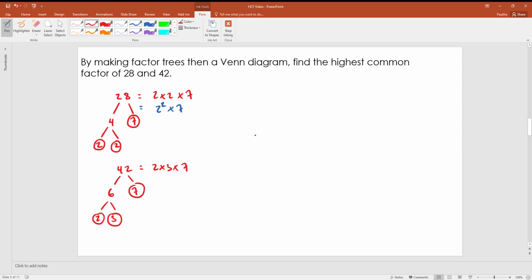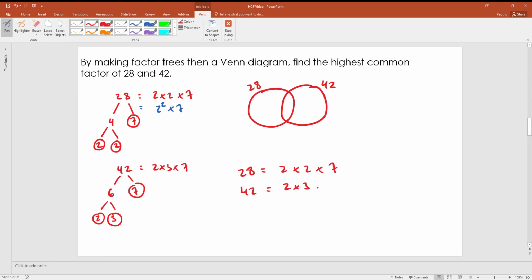Now I'm going to make a Venn diagram, which is just two circles, like this. In fact, let me do a better circle than that because that's going to cause problems. Let me do a better circle. There you go. That's probably worse. One more time. That's better. And this first circle is going to represent 28, and this one 42. So perhaps I'll write the numbers out again with their prime factors. 28 was 2 times 2 times 7. 42 was 2 times 3 times 7.